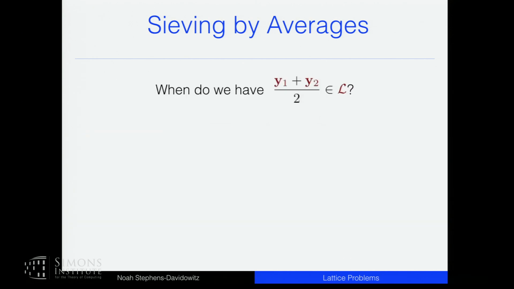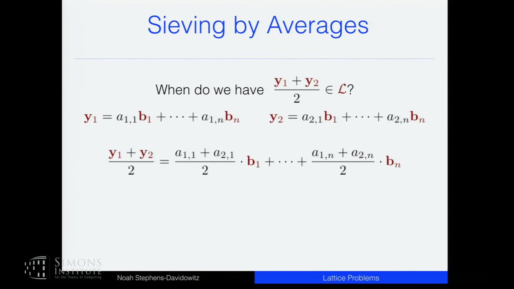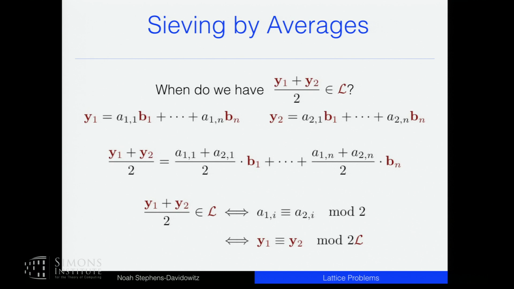So we can ask the question, well, when is this not such a bad idea? When does the average of two lattice vectors land inside the lattice? And it helps to remember the definition of a lattice here and write the two vectors that we're taking the average of in terms of some basis, b1 through bn, with their respective coefficients, these aij's. And then we can write the average in terms of these bases, because everything's linear. And then you see that this will be a lattice vector if and only if all of these coefficients have the same parity, right? So if you just look at the parity of the coordinates, they should be the same for both y1 and y2. The fancy way to say this is that y1 should be congruent to y2 modulo twice the lattice.